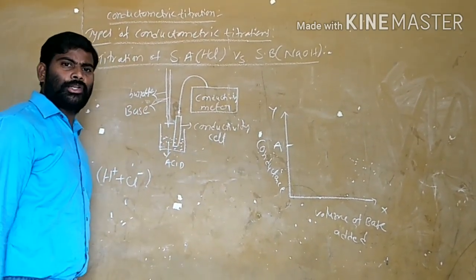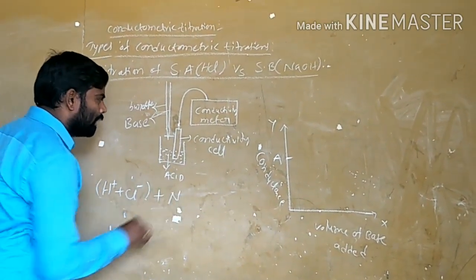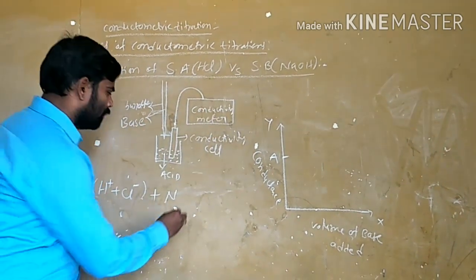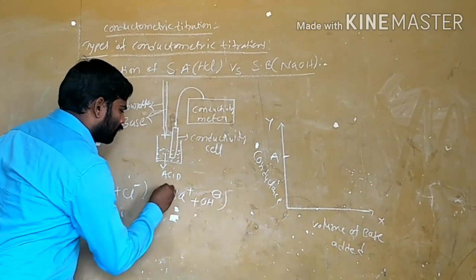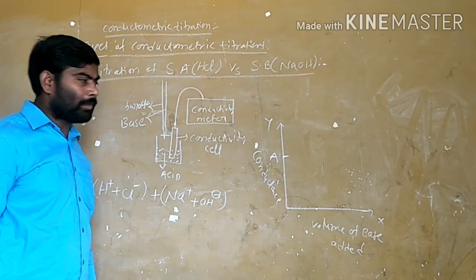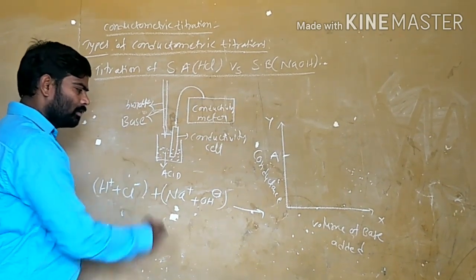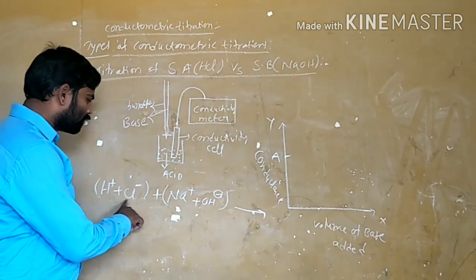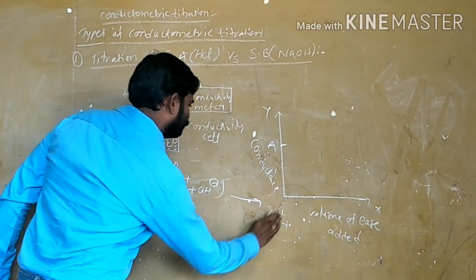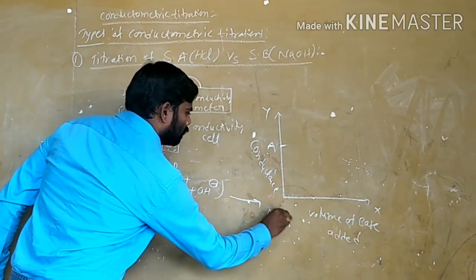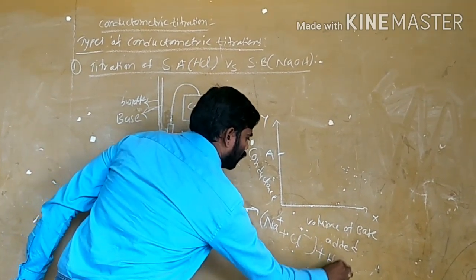Now, with the gradual addition of the base to the acid, what happens? Which base are we adding? A strong base, which is also completely ionized. Once we add this base to the acid, the reaction between the strong acid and the strong base produces Na plus and Cl minus, with the loss of a water molecule.